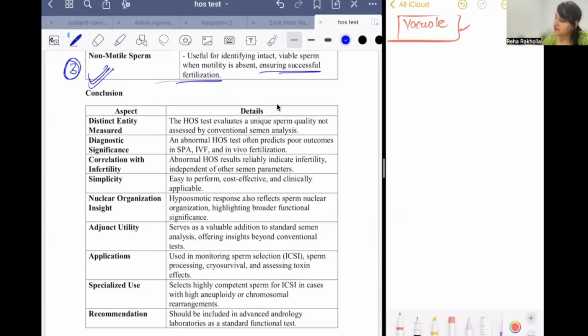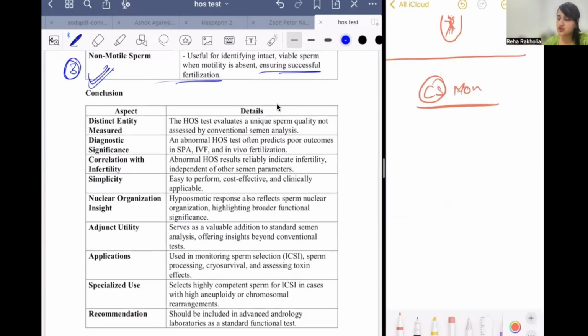Basically, it is better than sperm analysis, it is simple and cost effective, and it predicts the poor outcome in IVF and natural fertilization. It even indicates infertility and reflects nuclear organization, whether the nucleus is intact or not. It supports advanced sperm selection in ICSI, cryosurvival monitoring is also done by this, it also assesses the toxic effect, and it should be the standard in andrology laboratories for functional sperm evaluation.